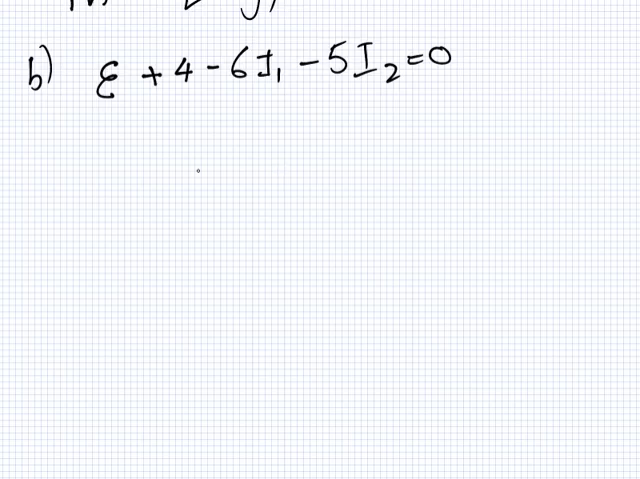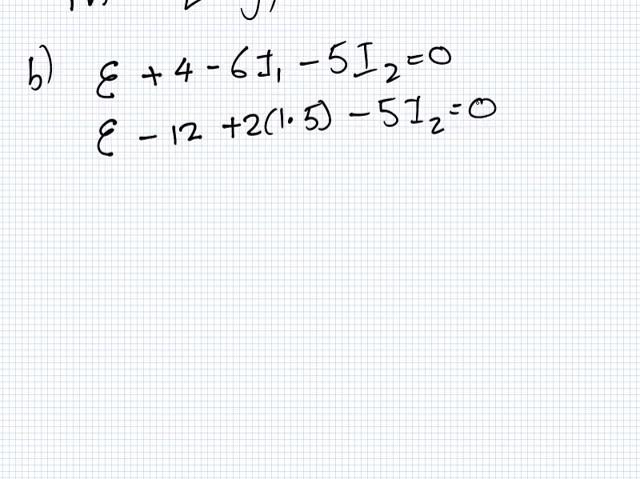Right, let's make another loop, going around the outside. E minus 12 plus 2 times 1.5 minus 5I2 equals 0. And then we'll also make a junction law. We'll say I up the top, I1 minus I2 minus 1.5 equals 0. I'm using the junction at the top.